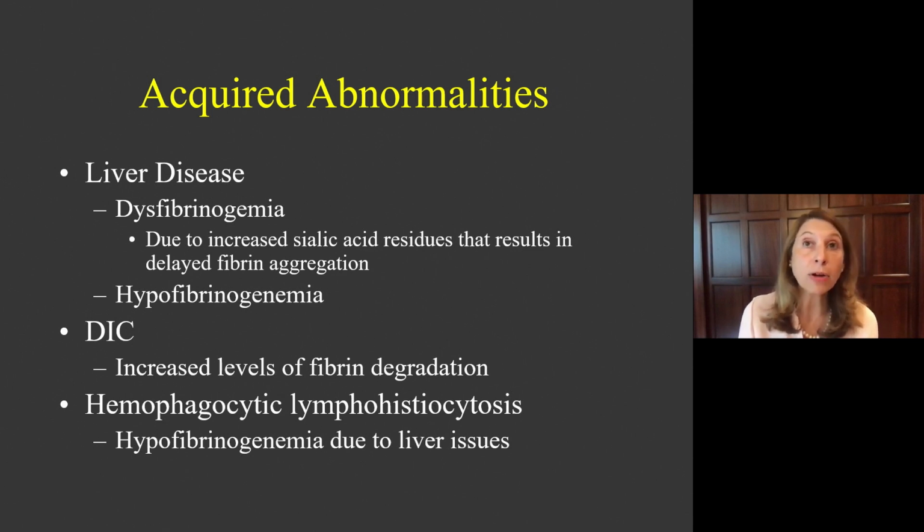You could have acquired problems with fibrinogen. As we know, patients with liver disease may have a hypofibrinogenemia. They could also have dysfibrinogenemia due to increased sialic acid residues that results in delayed fibrin aggregation. DIC has increased levels of fibrin degradation, and even HLH can have a hypofibrinogenemia due to liver disease. So you need to rule out the acquired causes of fibrinogen abnormalities.